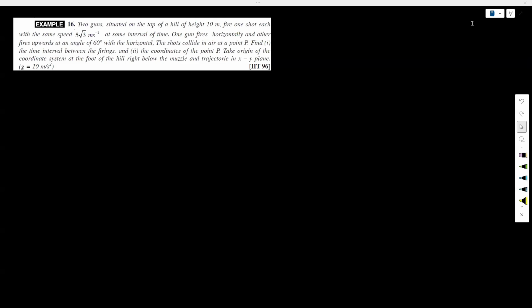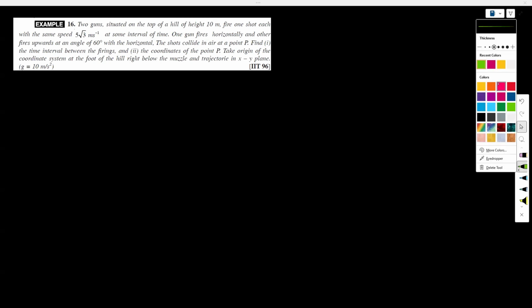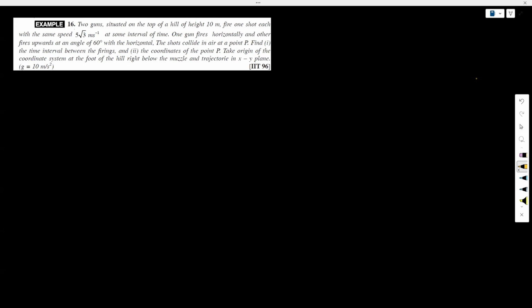All right. So the problem we have is quite an interesting problem. Unlike other problems, we have two projectile motions combined in one equation. So two guns situated on the top of a hill of height 10 meters fire one shot each with the same speed of 5 root 3 meters per second at some interval of time.